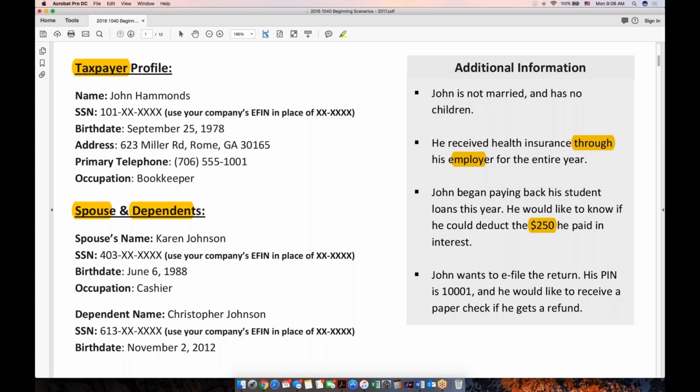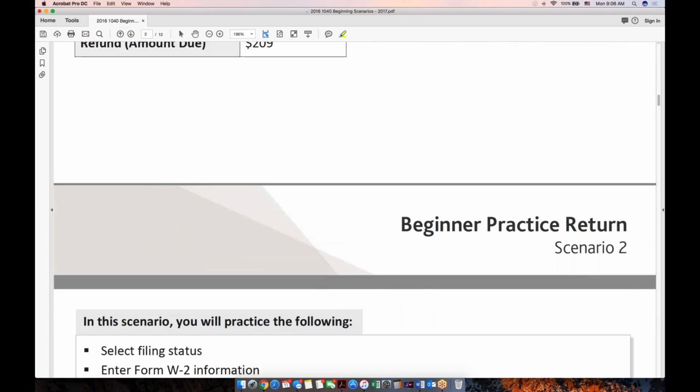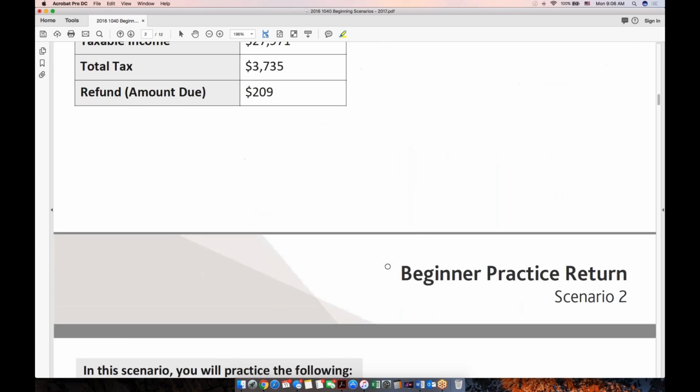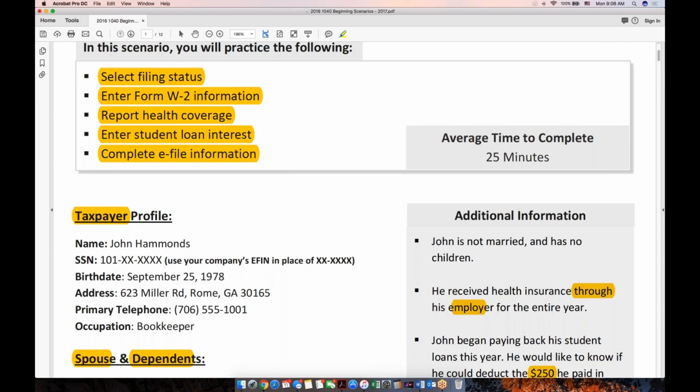So now I know a few things about the customer. At the same time, I have the forms. I have the W-2 form, and that's all he has. So now I know what he needs to do, and I know the forms that he's brought me. So now I can go in the system and start working with him. So never go into the system without, one, having all the forms, and two, understanding who the customer is and what they're trying to report.